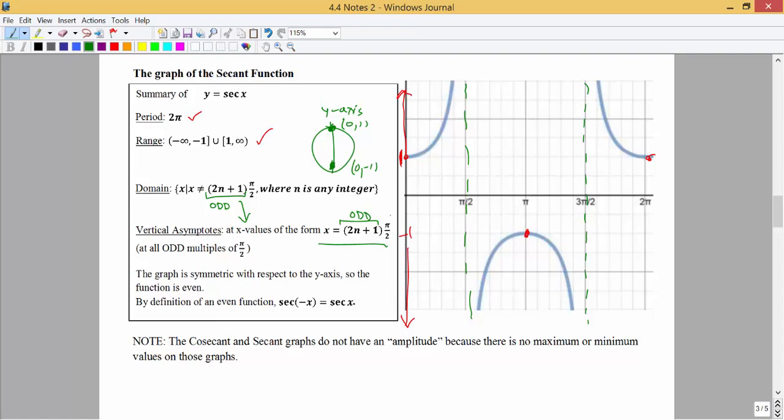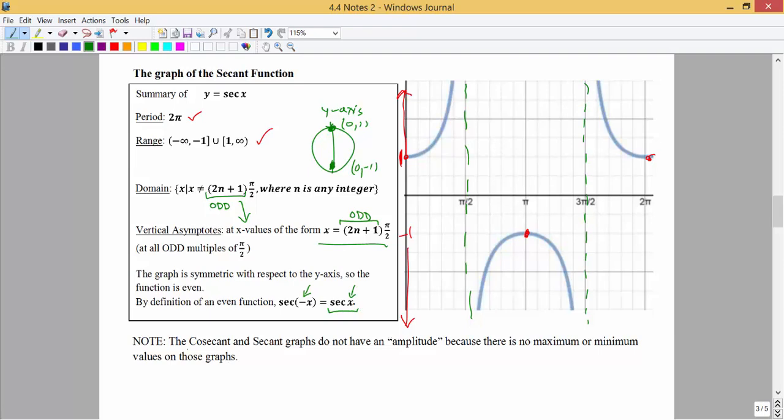Since cosine is even and secant is developed from cosine, secant is also an even function. So a negative angle in, if I was to look at that graph, it's going to be exactly the same as the graph of secant with a positive angle in.